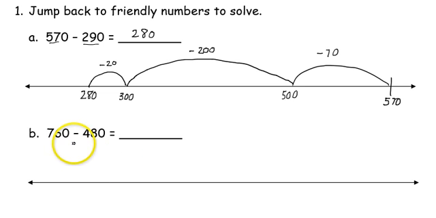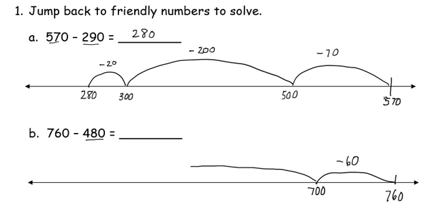The next question is 760 minus 480. Again, I'll start on the right-hand side with 760. I'm going to jump back to 700 first. That means a backwards hop of 60. That puts me at 700. I need to subtract a total of 480. That means I can start at 700 and do a big jump backwards of 400. That lands me at 300.